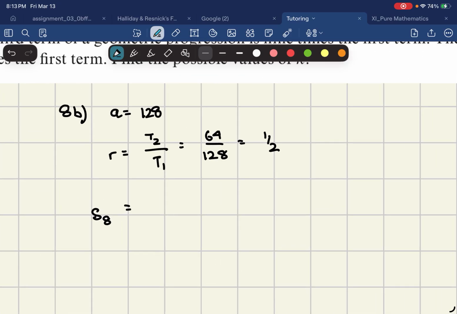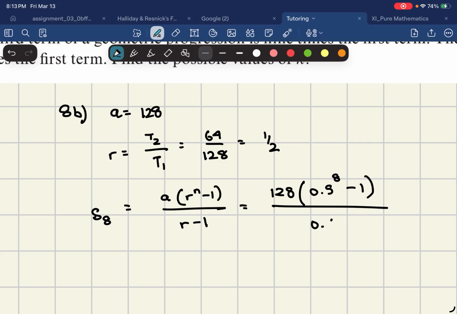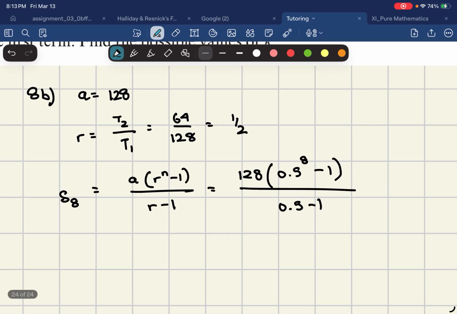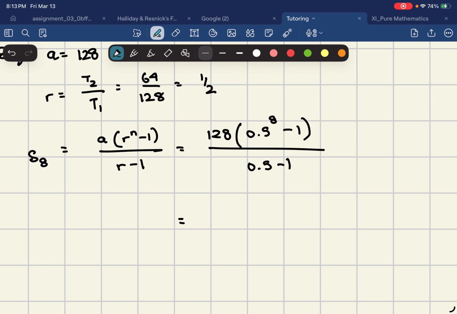Yes. So sum of the first 8 terms, well, if you remember the formula, that is a times r to the power n minus 1 divided by r minus 1. So a is just 128. r is 0.5, which is half, right? To the power n, we know n is 8. Minus 1 divided by 0.5 minus 1. All right. So now we need to simplify this. So I believe you are allowed to use your calculator for this one.